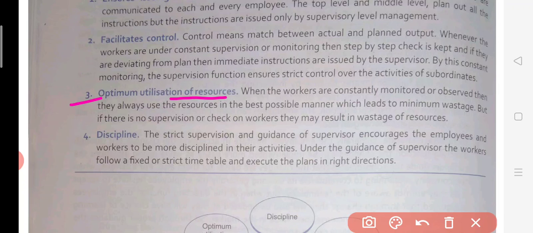So when the workers are constantly monitored and observed, they use the resources in the best possible manner, which leads to minimum wastage. See, if you are continuously observing the employees, then there are fewer chances that they will be doing time pass in the company.